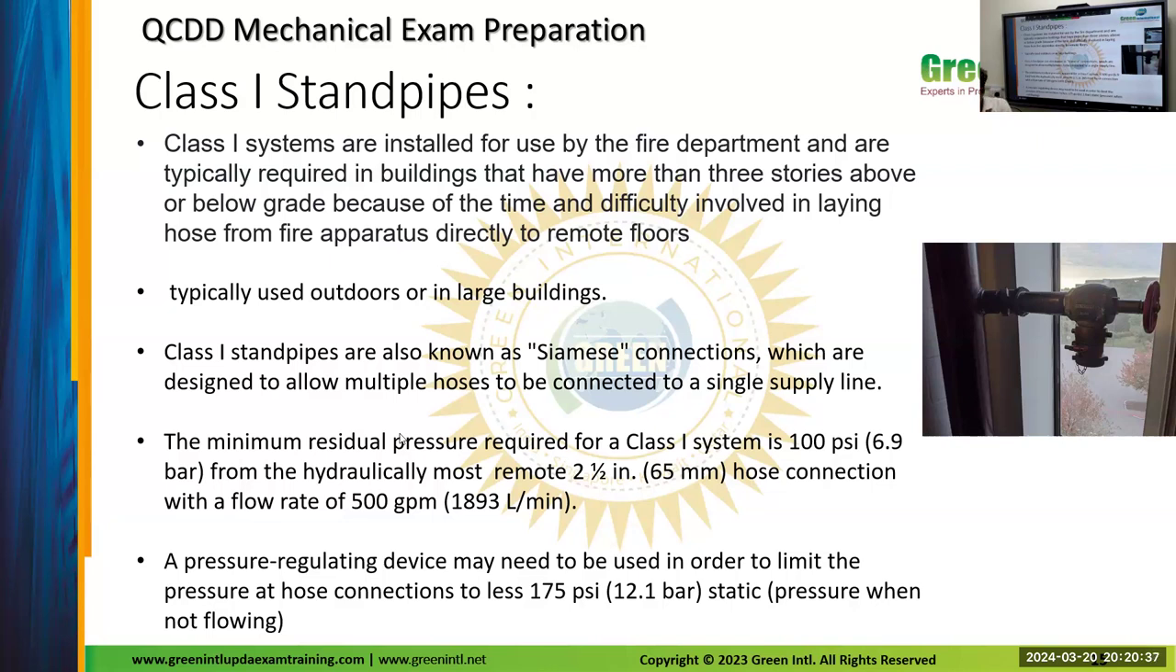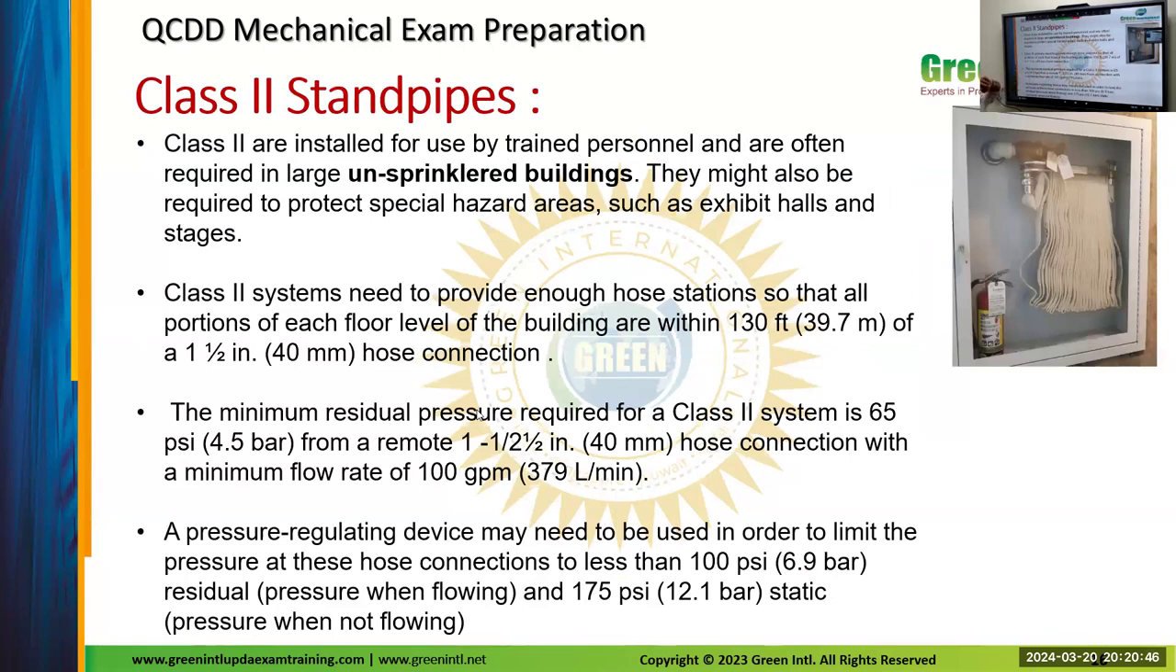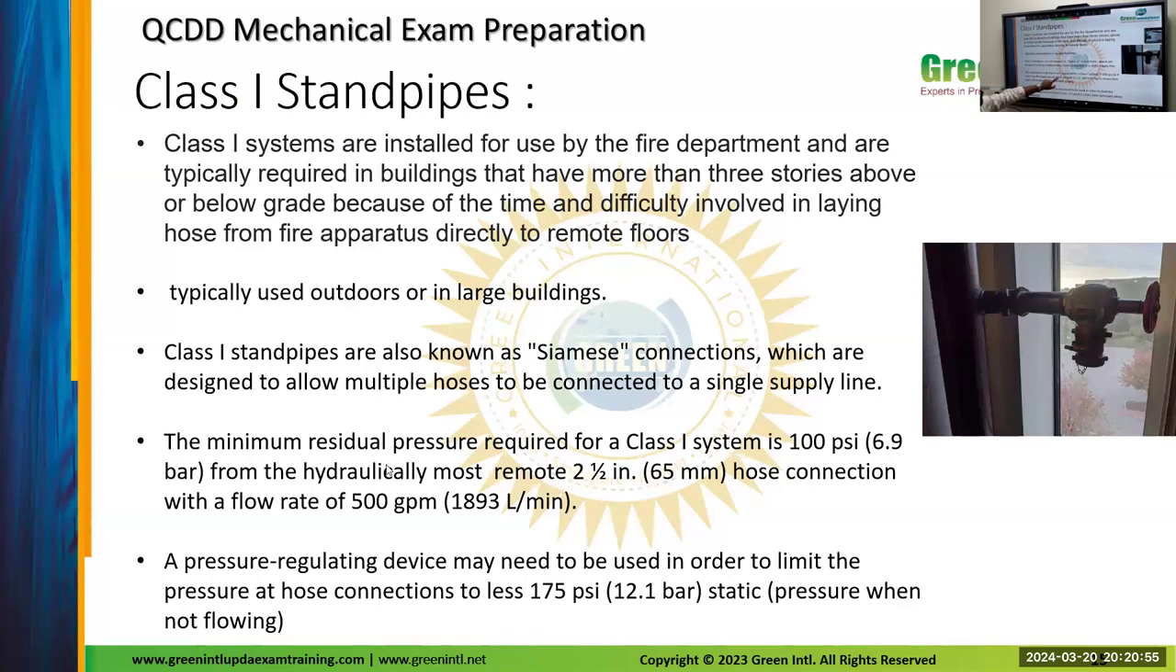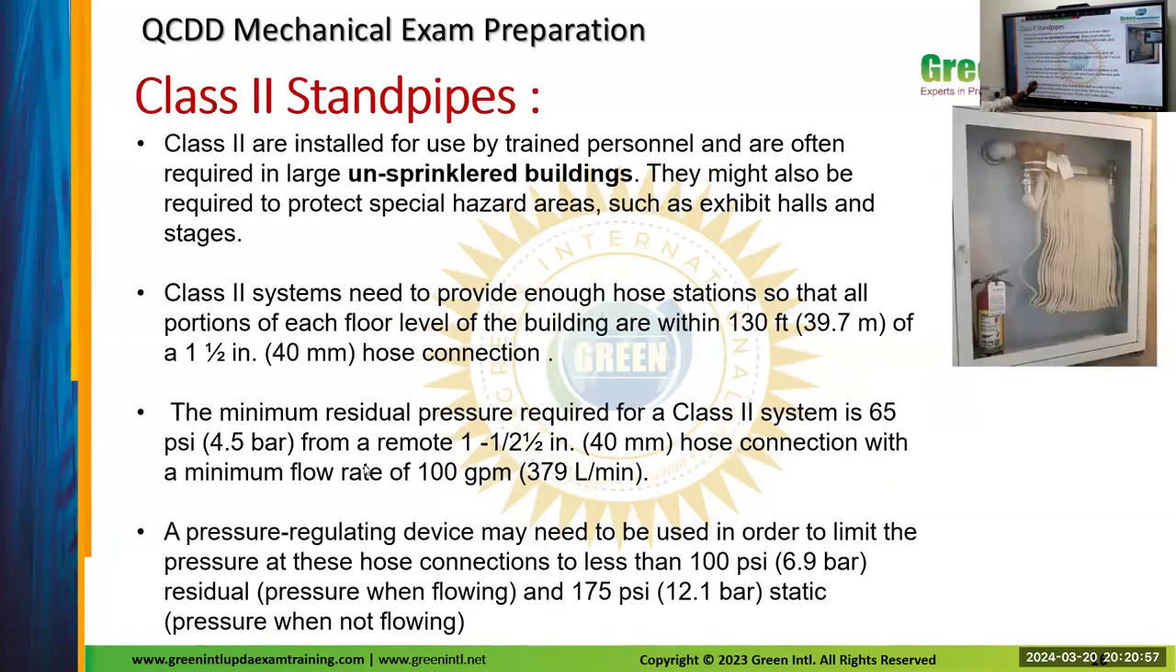Yes, engineer. Based on the pressure requirements, if you see the class 2 standpipe systems, the pressure required is 65 psi. Here it is 100 psi. For class 2, it is 65. And there will be 1.5-inch hose reel connections along with a minimum flow rate of 100 GPM.